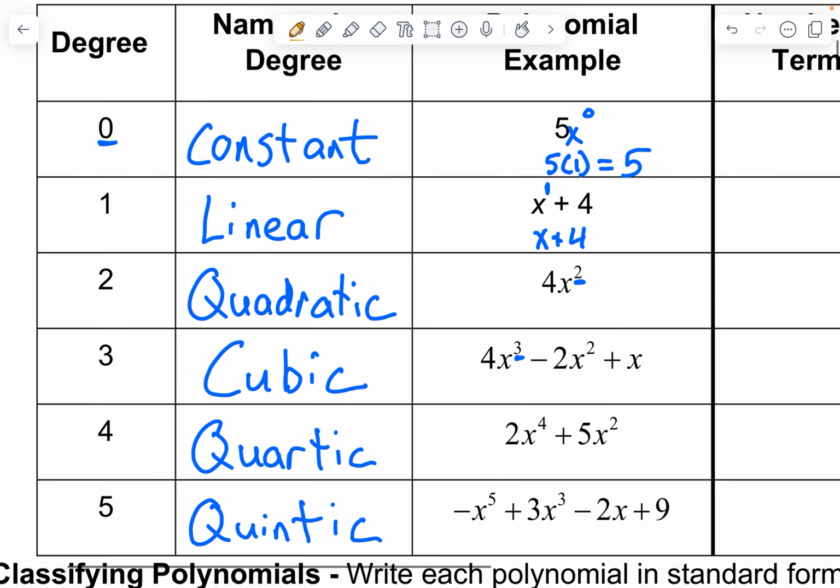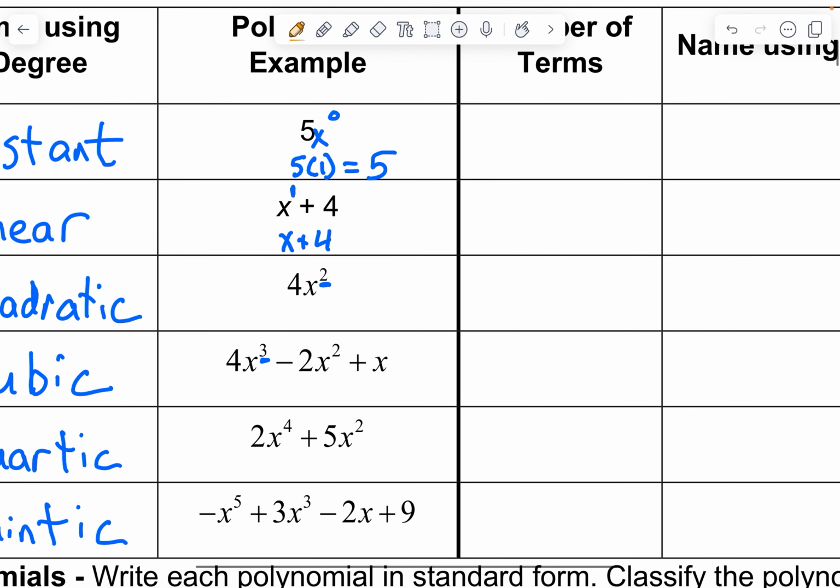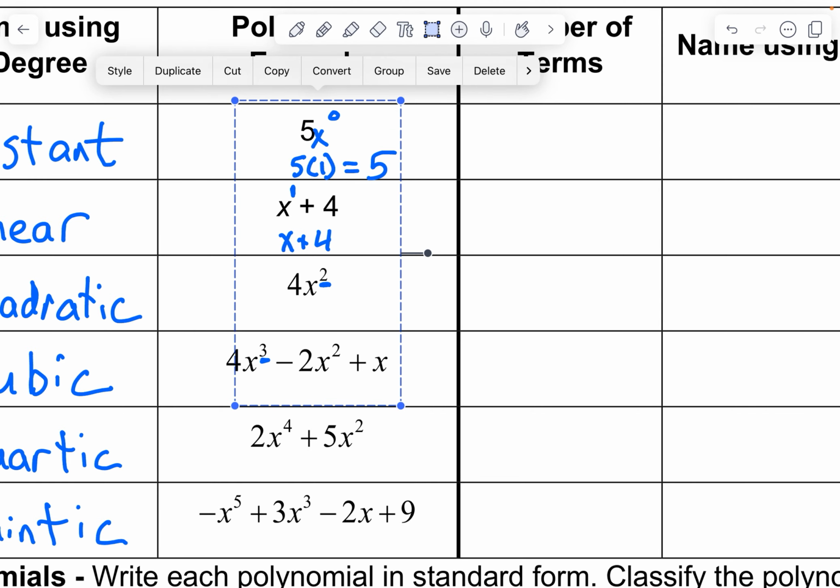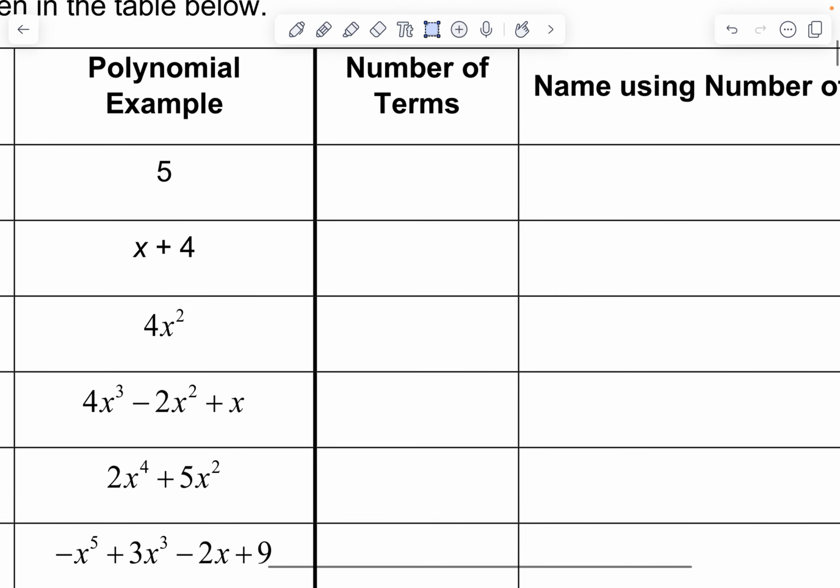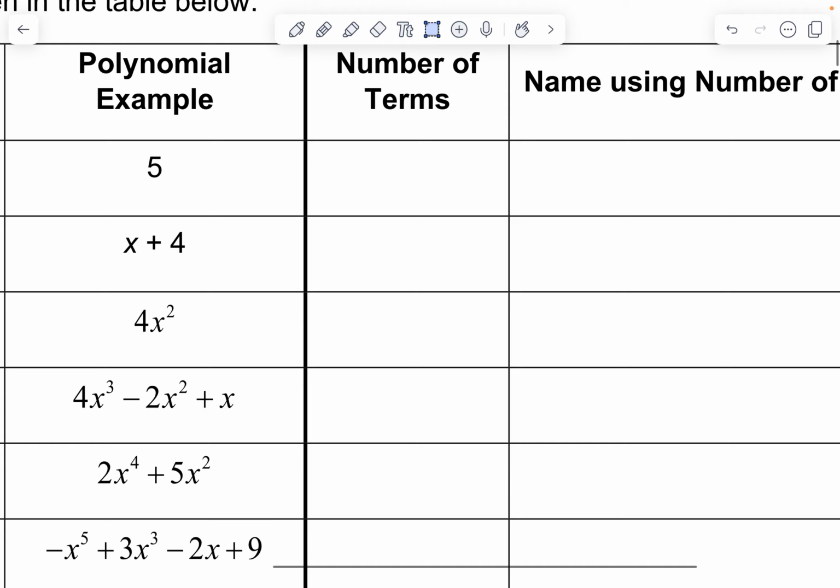All right, so if we go to the other side here, same thing. I'm going to use these same examples. So maybe I'll clean this up a little bit. Let's clean it up. Okay, so number of terms. So guys, this is talking about number of terms. This is how many monomials do you have separated by plus or minus signs.